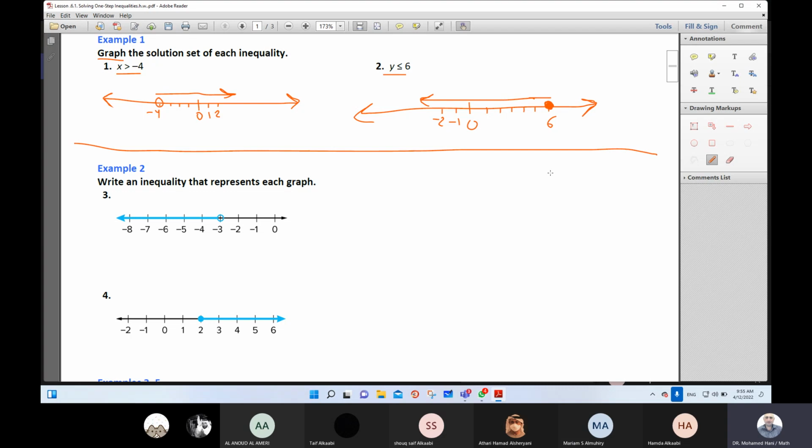Repeat, please. X, I will open the angle at the right, -3. X greater than or less than? Greater than. Greater than -3. What's your name? Maryam. Maryam Al-Muhairi? Yes, Mr. Yes, thank you, Maryam. Who has different answer?